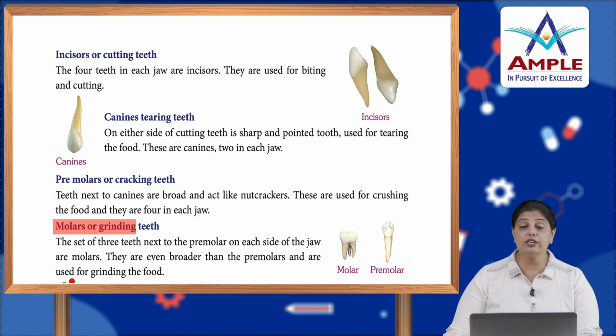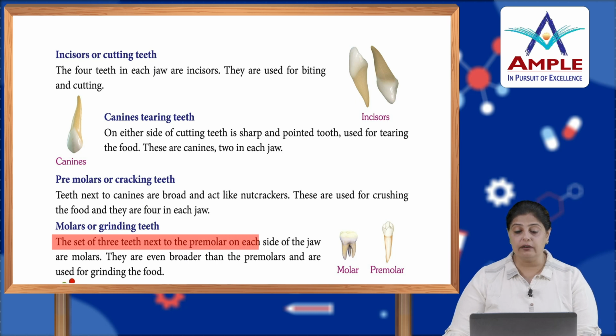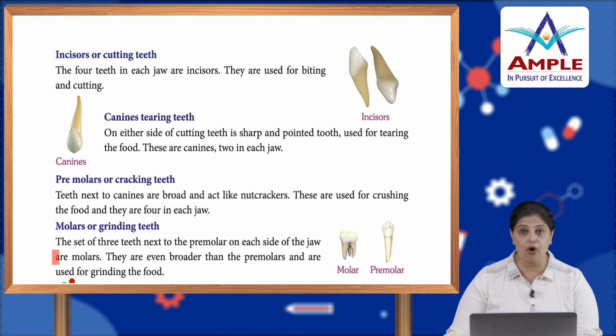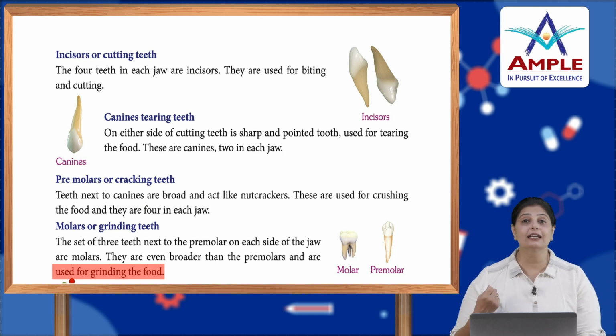Then you have molars or grinding teeth. The set of 3 teeth next to the premolars on each side of the jaw are molars. They are even broader than the premolars and are used for grinding the food. When we grind the food, it turns into a paste and then it is swallowed by us.